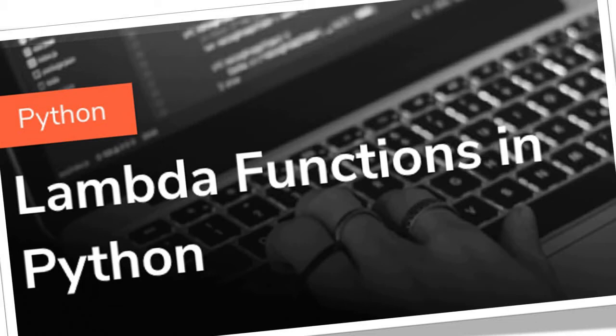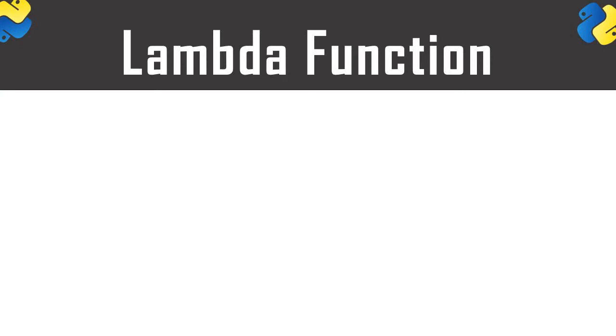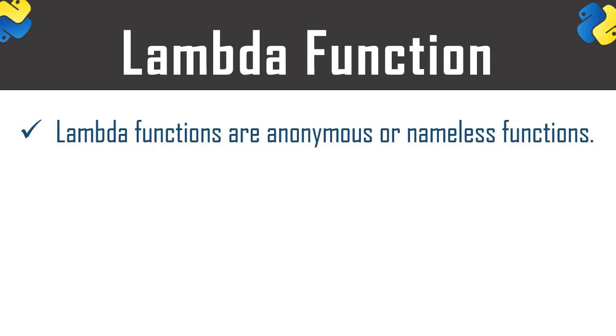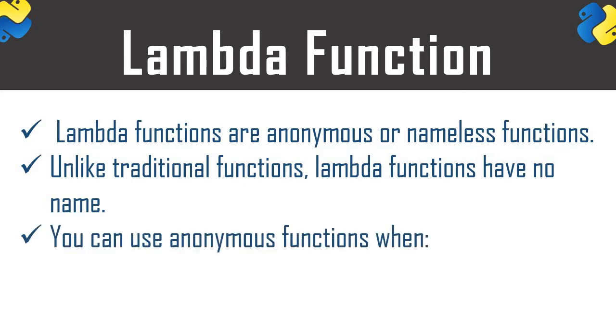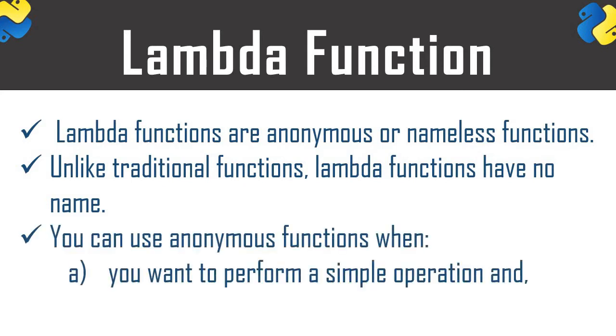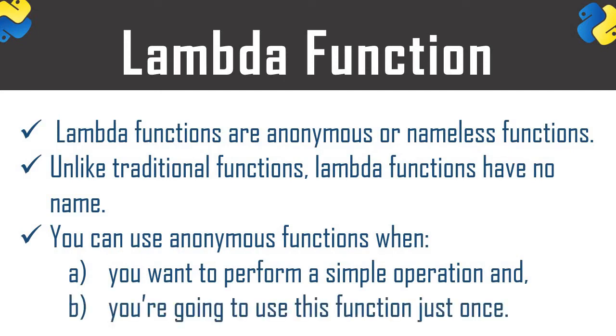Now without wasting time, let's get started. First of all, let's quickly take a brief overview of Lambda function. Lambda functions are anonymous functions. Unlike traditional functions, we have no name in Lambda functions. We can use an anonymous function to perform simple operations, and we are going to use this function just once.